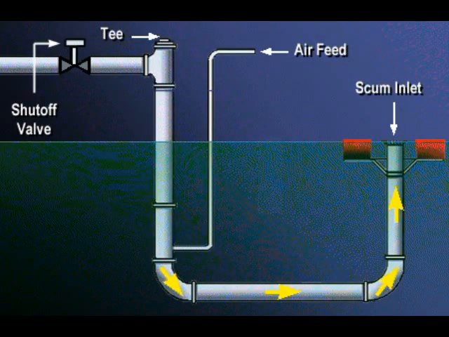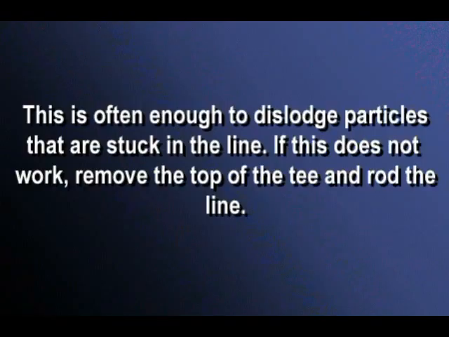If the suction line is clogged, close the shutoff valve so that the flow of air will be through the suction line, as shown in the diagram. This is often enough to dislodge particles stuck in the line. If this does not work, remove the top of the T and rod the line. This ends the part of the course dealing with positive displacement pumps.